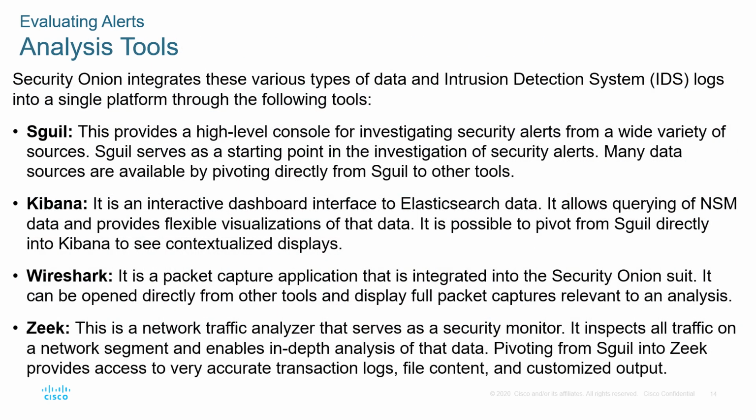And then we're moving to the analysis tools themselves. Security Onion integrates various types of data and intrusion detection systems into a single platform through the following tools. Squil, for example, is an analysis tool that provides a high-level console for investigating security alerts from a wide variety of sources. It serves as a starting point in the investigation of a security alert. Many data sources are available by pivoting directly from Squil to other tools.